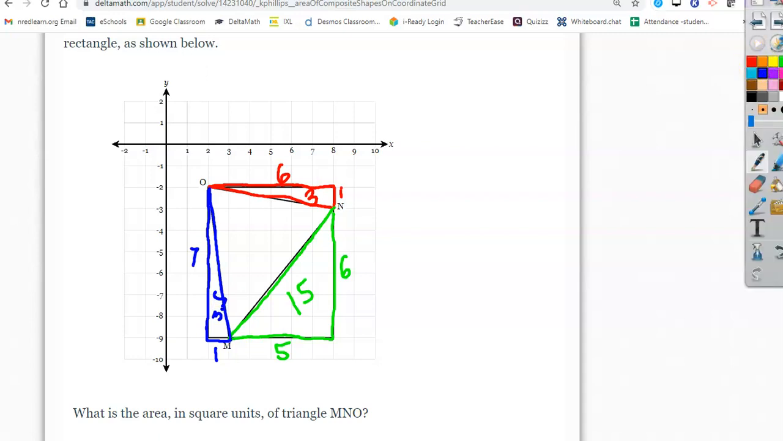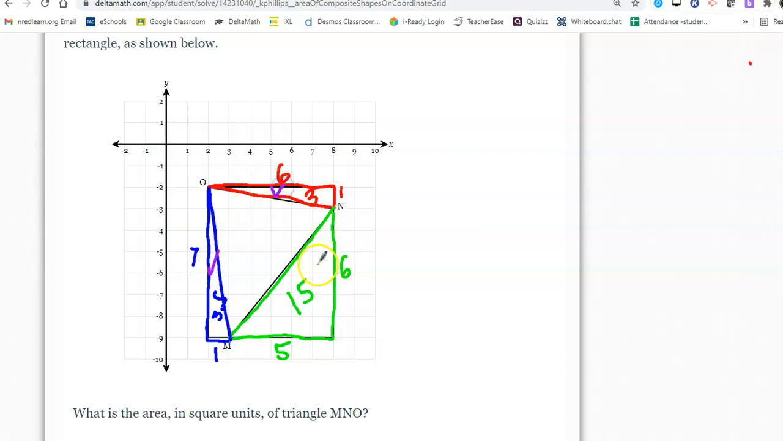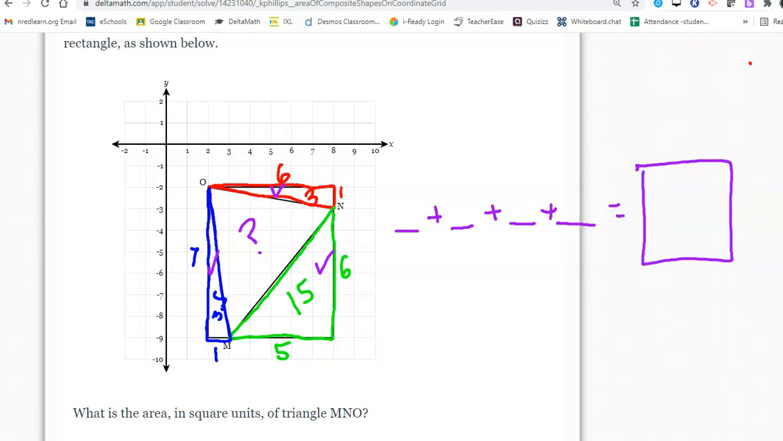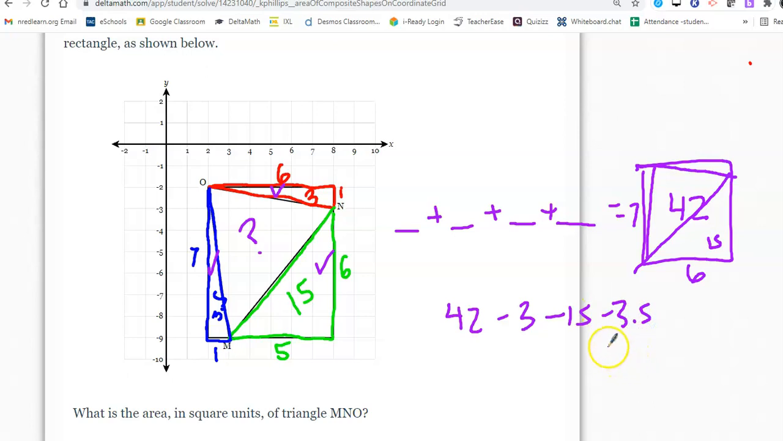Now, you might be thinking, why did I find the area of all those little triangles? Well, all 4 of these triangles, the blue, the red, the green, and the one we want to know, all 4 of them add up to the outside rectangle. And the outside rectangle is 7 units long and 6 units wide, so it is 42 square units. So if I take away this one, which is 3, then that's 42 take away 3, and if I take away this one, which is 15, and this one, which is 3.5. So my mystery triangle plus 3.5 plus 3 plus 15 all has to add up to 42.